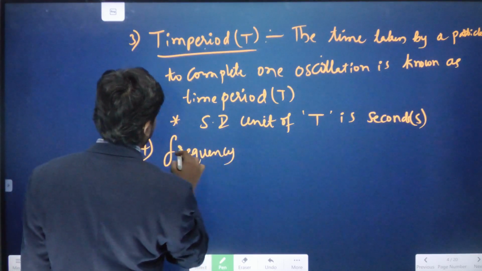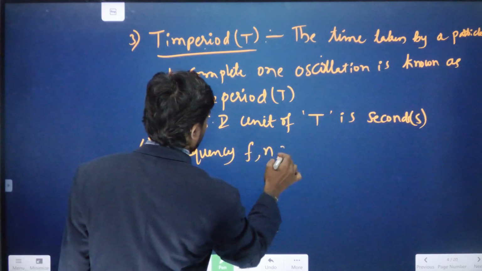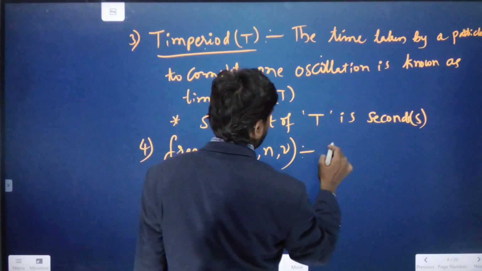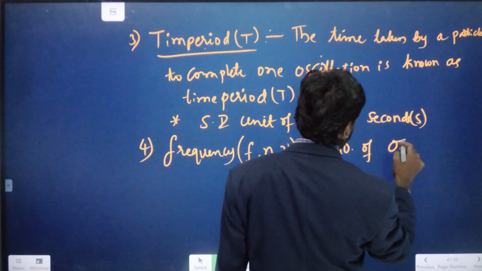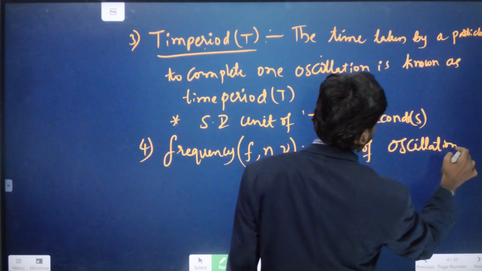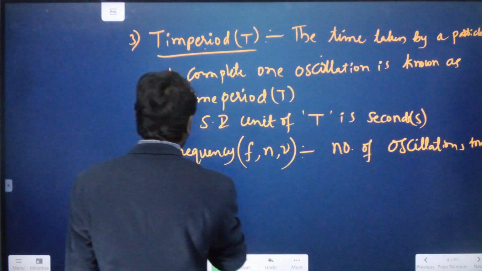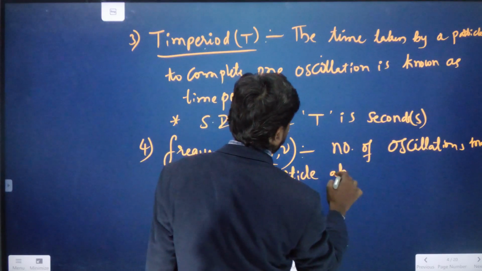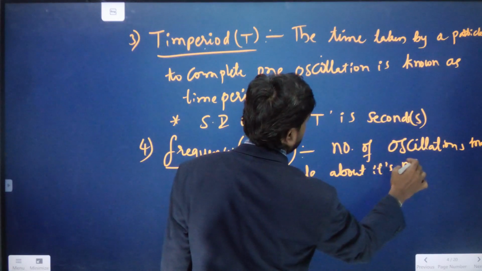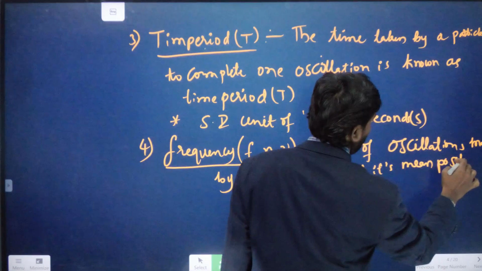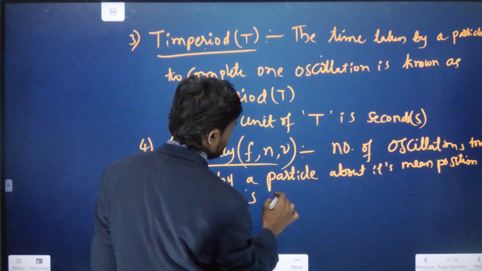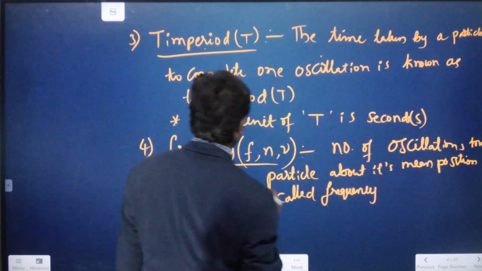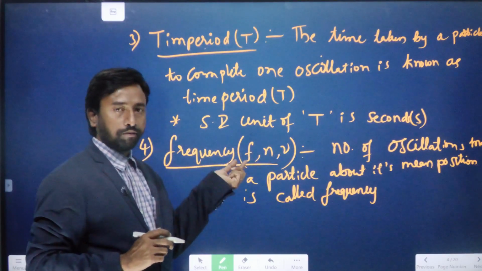Frequency is denoted by the letter F or N, or it can also be denoted by nu. Frequency is nothing but the number of oscillations or vibrations made by a particle about its mean position. It is called frequency. It is denoted by small f or small n, or nu.